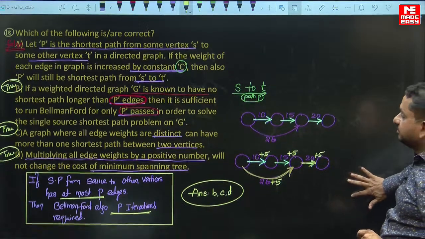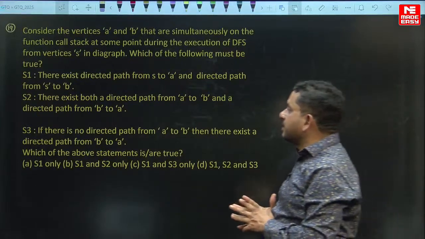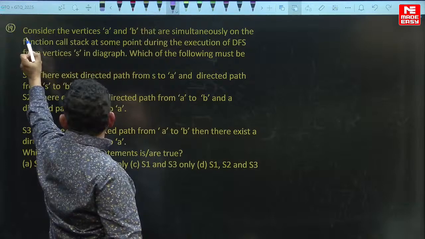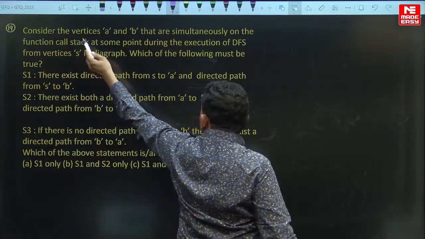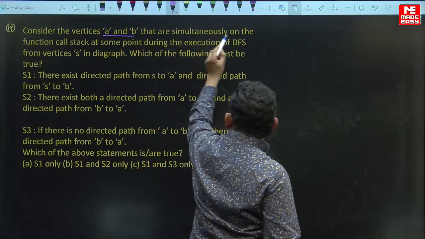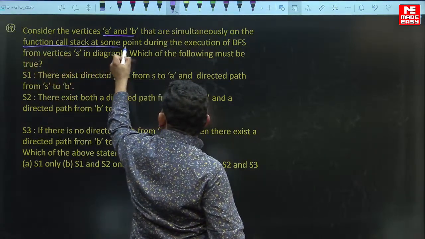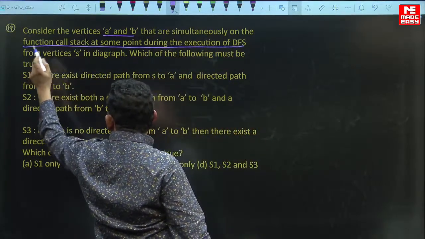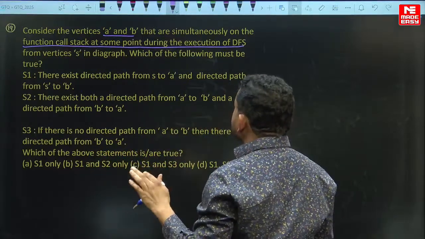Next, try this question about graph traversal. I'm just reading the question and I'll give you time for analysis. Consider vertices A and B that are simultaneously on the stack at the same point of time during the execution of a DFS call. Whether the graph is directed or undirected is not mentioned.